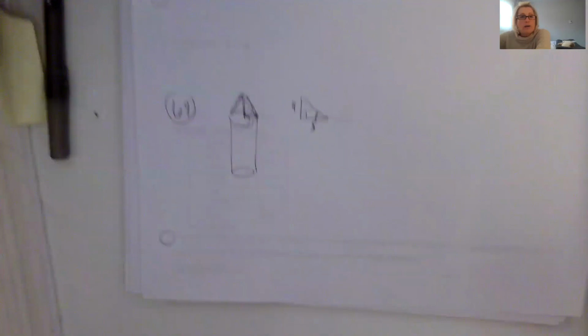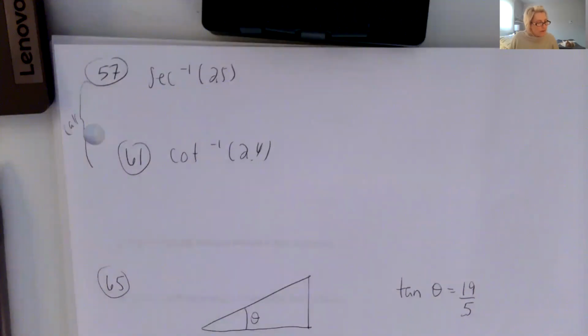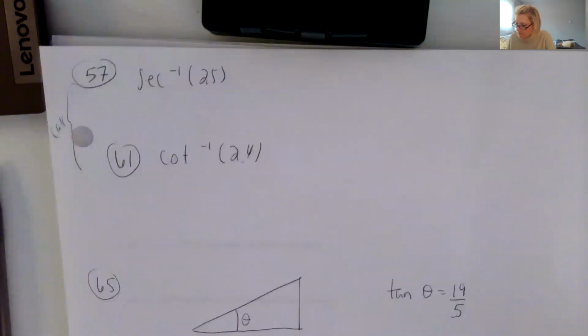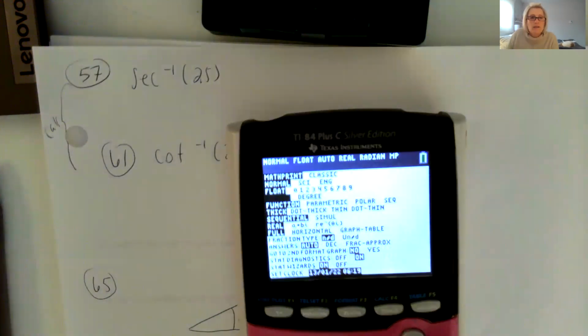57 and 61, back to the calculator. It says find the exact values of the given expressions in radian measure. So we need to go back and make sure that we are in radian measure. So let's turn on our mode here. Make sure we're in radians, and we are in radians now.